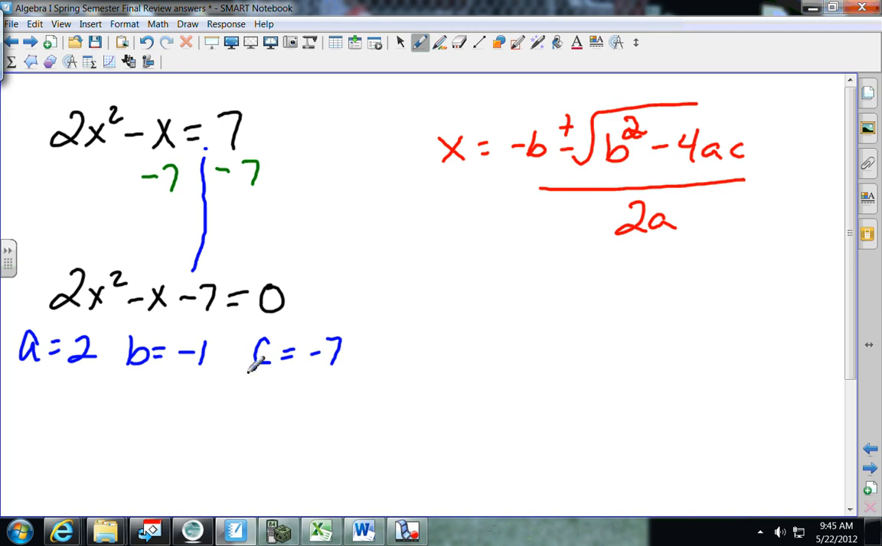Okay, now that you have a, b, and c, we have to go here. It says x equals negative b. Well, it's really the opposite of b. And b is, see, look what I did. Leave the negative there. And b is negative 1, so it goes in there like this. Plus or minus the square root of b squared. So I have negative 1 squared minus 4.